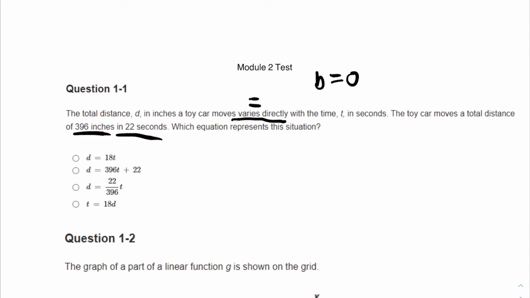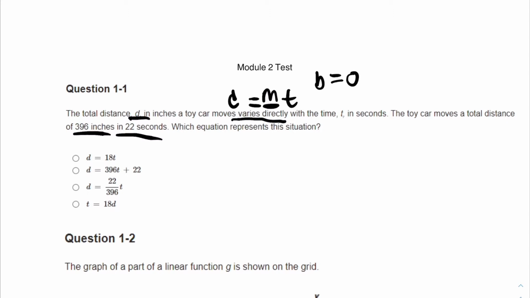Whenever you see varies directly, whatever variable is in front of that word is going to be the y, and whatever comes after that word is going to be the x. So d is going to be equal to something, a slope times t. Because whatever multiplies t is going to be the slope no matter what in every linear equation. Whatever multiplies your x variable is always the slope.